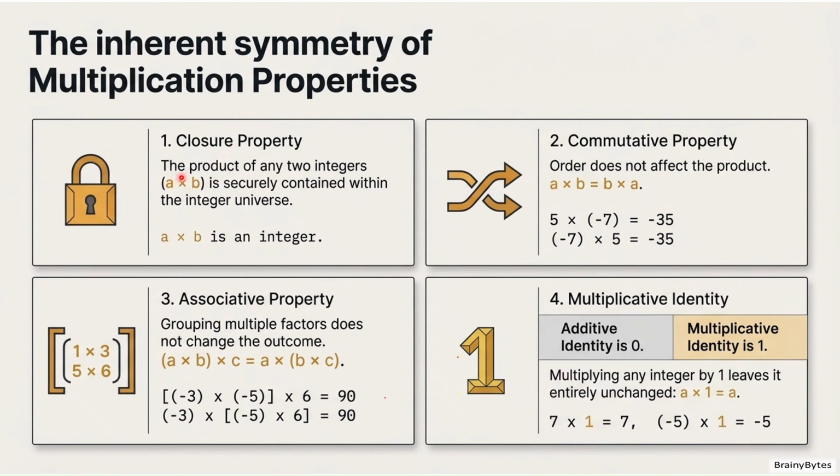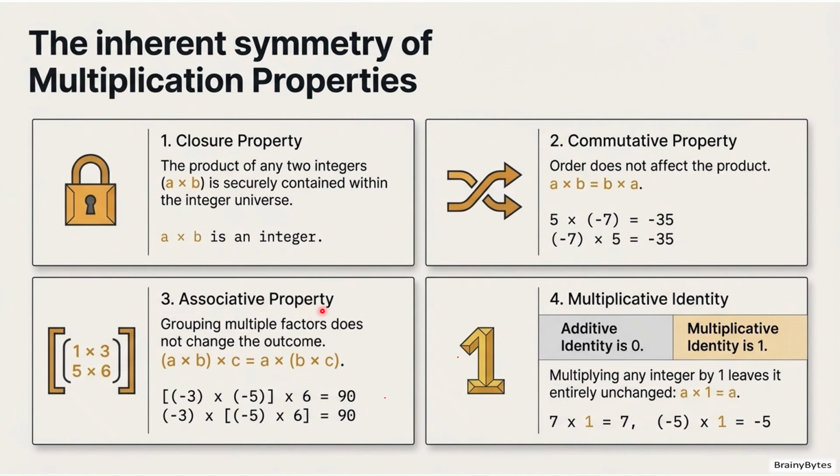Now, if you have made it this far, let's discuss the inherent symmetry of multiplication properties. First, the closure property. It says that the product of any two integers, a cross b, is securely contained within the integer universe. That is, the result of a cross b is also an integer. Second, the commutative property, which strictly states that order does not affect the product. Here, you can understand it with an example. No matter which integer you multiply first, you end up getting the same result.